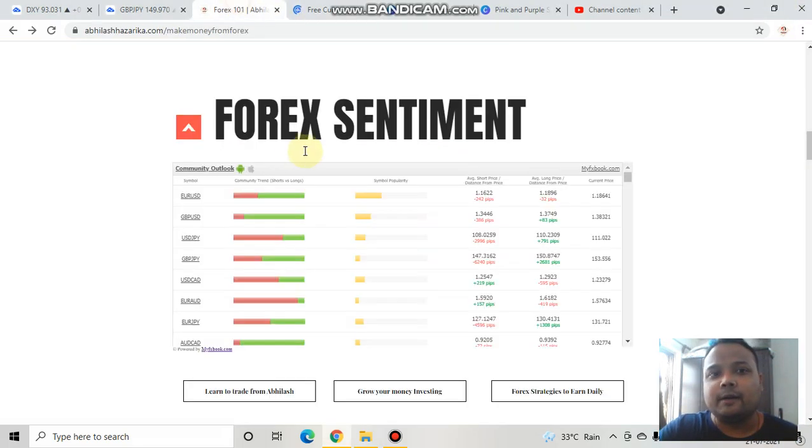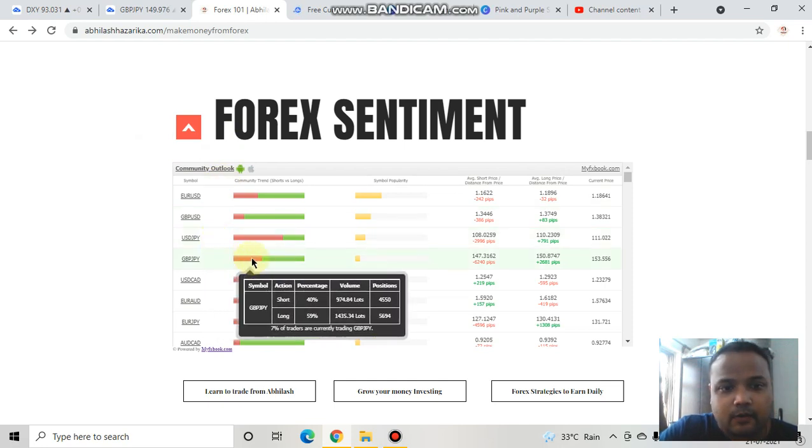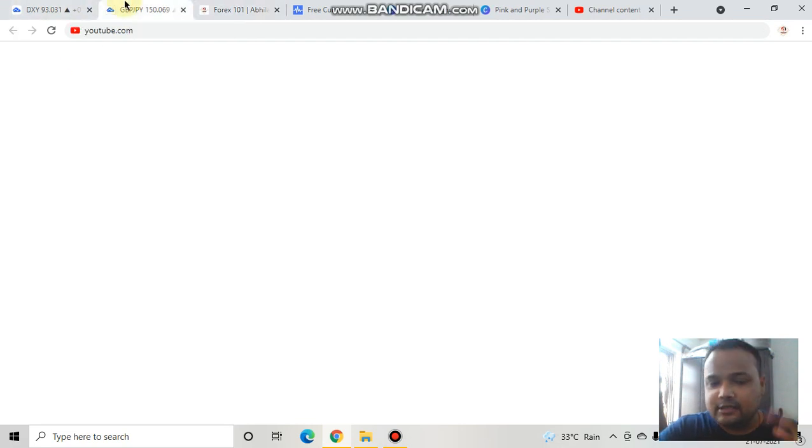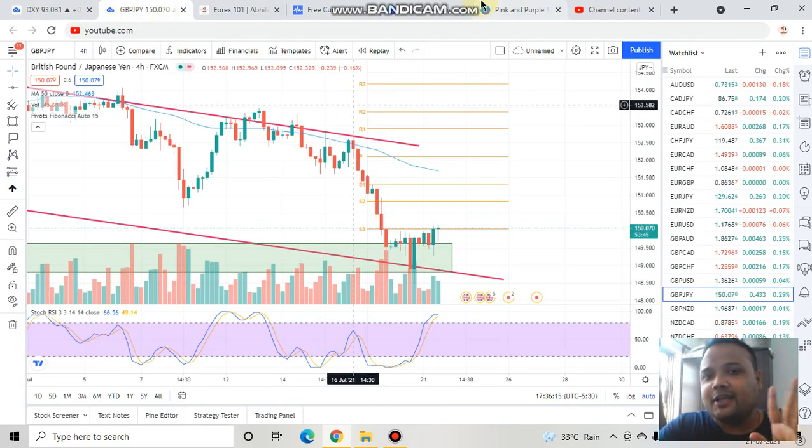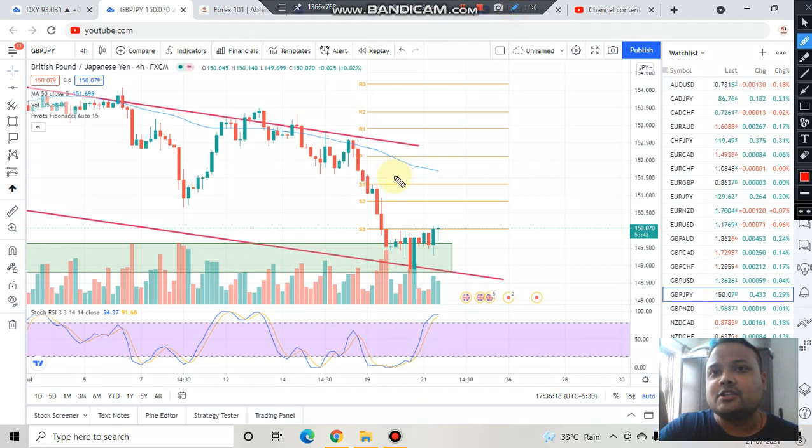And if you go to the Forex sentiment meter also, you can see that for GBP JPY, 40% of traders have taken a short position and 59% of traders have taken a long position. Even retail traders are confused right now about where to take the trade, on which side they should take the trade. Therefore, do not buy right now until and unless you see some volume, and if you do not see volume, then the only safe opportunity in this chart is to short the market at this trend line.